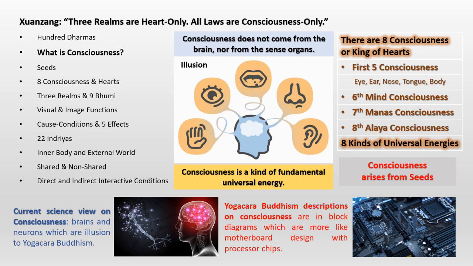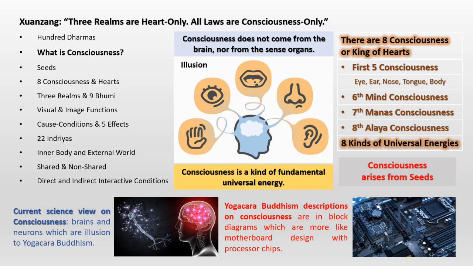We have covered the 100 dharmas with the 5 aggregates. Next, we need to understand what consciousness is. To Yogacara Buddhism, consciousness is not the product of the brain functions. Our brains and even our sense organs are only illusion, which will be explained shortly. Consciousness, for lack of better words, is a form of universal energy or fundamental energy.